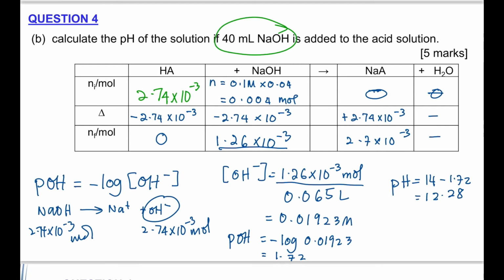Okay, where is the mark yang kita akan dapat? First mark is when you find the number of moles of the sodium hydroxide added, and then the final moles of sodium hydroxide. Here, students need to realize that the OH minus remains at the end of the neutralization. And then another mark will be the concentration of the hydroxide ion, pOH, and the pH. So 5 marks here.